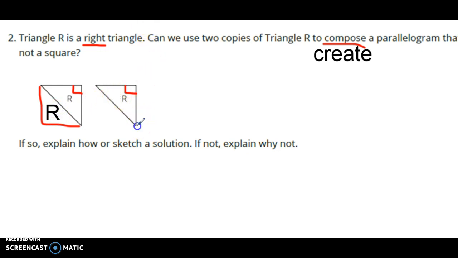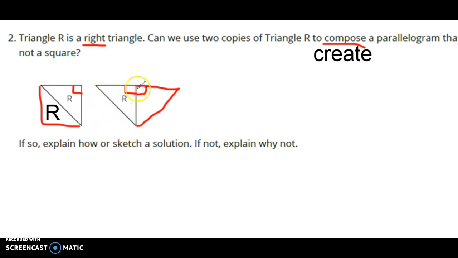Here's some other options I have. I could move my R this way. And again, make sure you're drawing the shapes with me. And that's going to make a giant triangle, which is not a parallelogram. A parallelogram, remember, has to have two sets of parallel sides. Are there any other ways that I could move it to create a parallelogram?